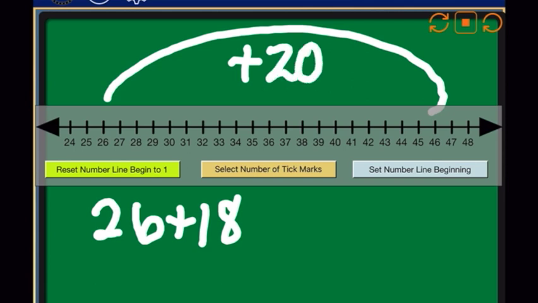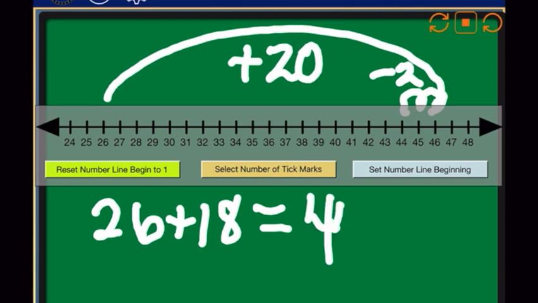And then I would just have to jump back twice. 1, 2, to get rid of the extra 2 that I jumped because I used a 20. And I would still end at 26 plus 18 equals 44. So again, it all just depends on your student's proficiency with using all of those strategies and skills, but that is definitely one way that they can get there.